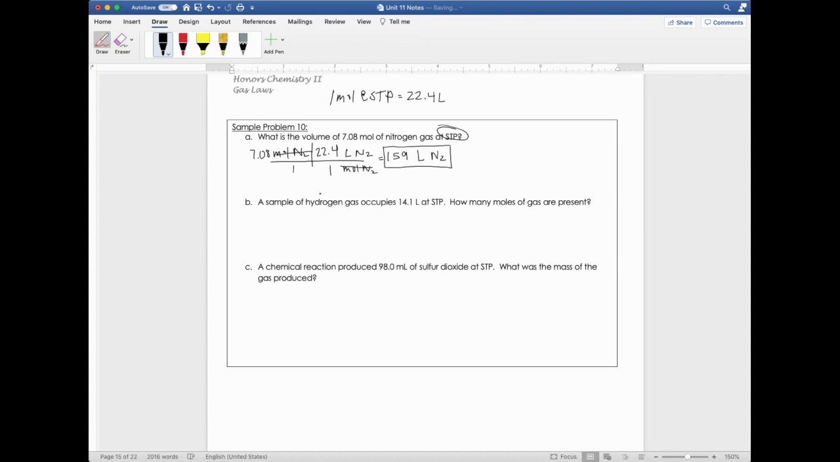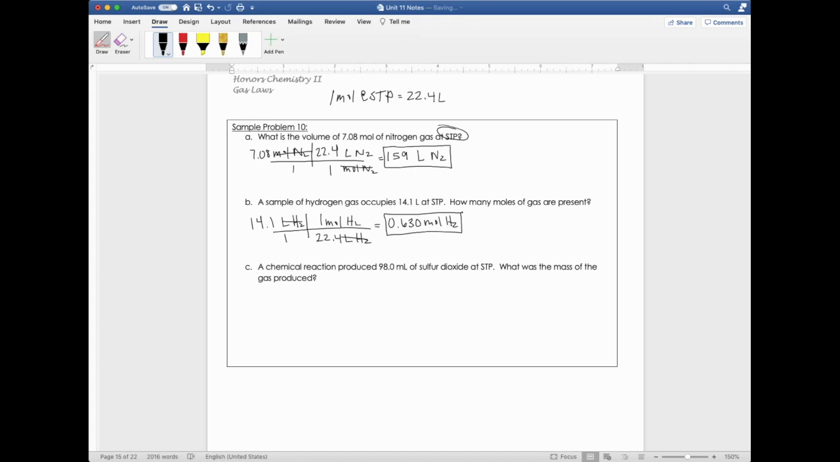You try sample problem B right here. So you're working backwards from what we just did. Answer for B is 0.630 moles of hydrogen. So you did just have to flip that conversion factor in order to solve this problem, of course, because your units have to cancel out.